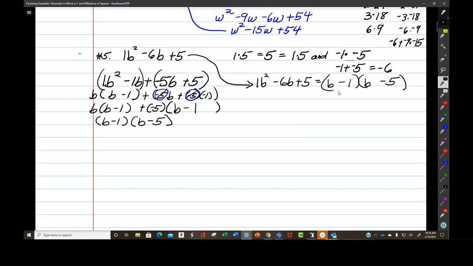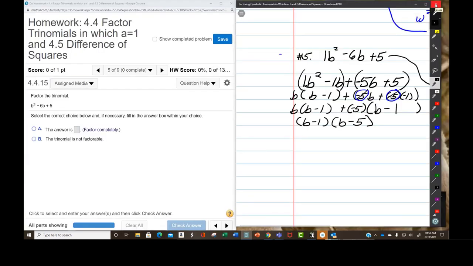You can use the shorter method when you have a 1 GCF, or you can just always use the AC method when you have a quadratic trinomial and it's factorable. Next week we're going to meet some that are not so factorable. And then we have a new challenge. Isn't that a joy?